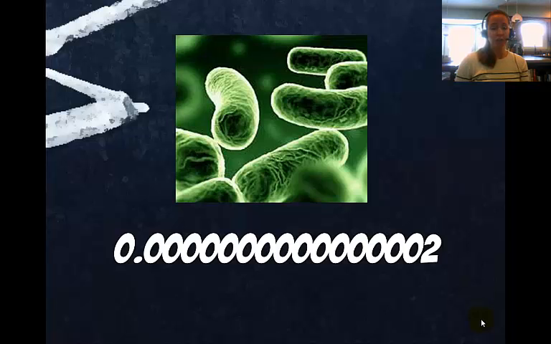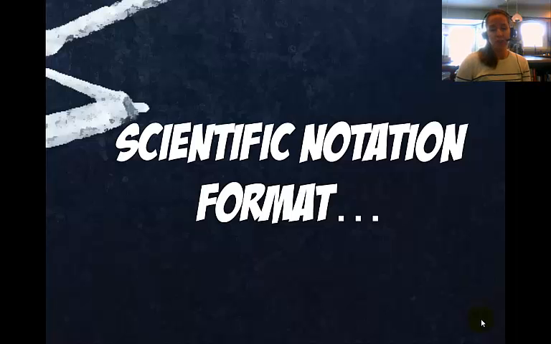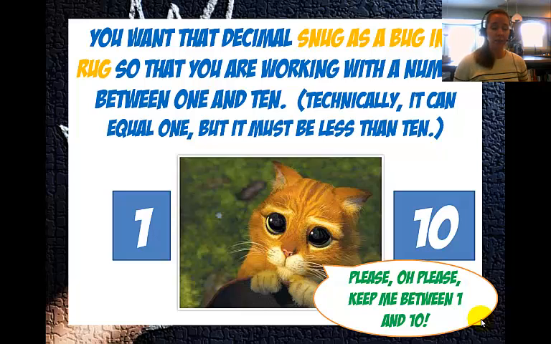In that shortcut, they have a front number and then a back number, and that back number is 10 raised to a certain power. So let's look at that format really quickly. This front number that we have, you want it to be as snug as a bug in a rug so that you're working with a number between 1 and 10.